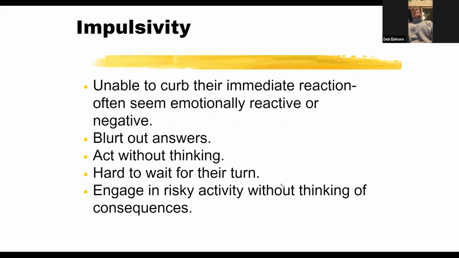And so many times children with ADD often have friends that are younger than them because of their emotional immaturity. And so they frequently have trouble making friends that are their own age. They also can engage in risky activity without thinking of the consequences. So they're more accident prone and more likely to do things that are dangerous.